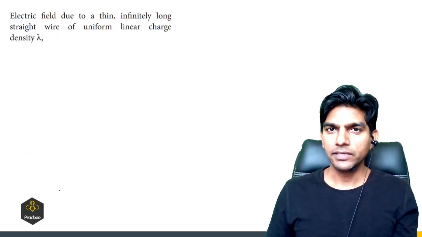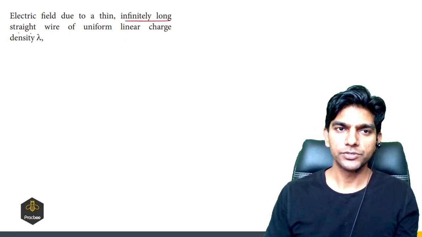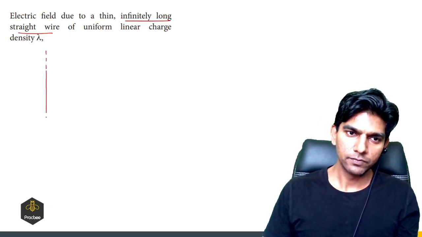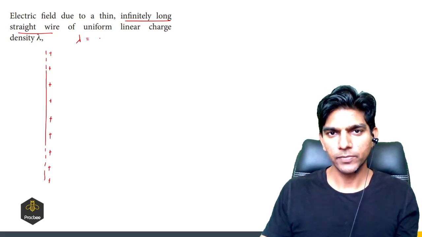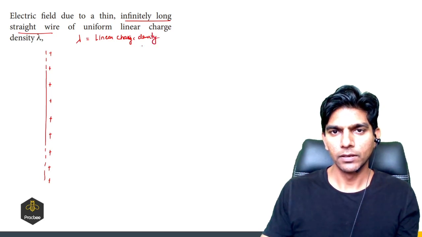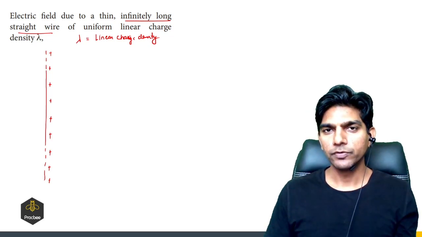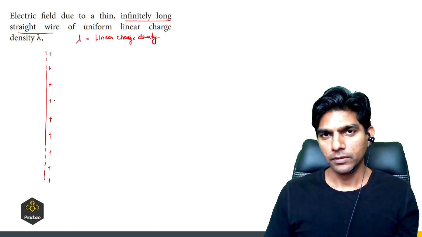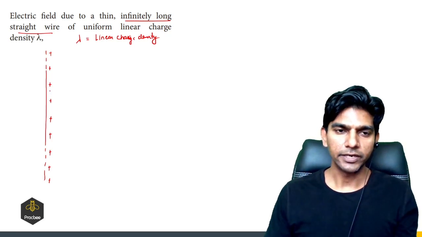Now let us see how we can find the electric field for a symmetrical charge distribution. Let us take the case of an infinitely long straight wire. We are given a long straight wire which has uniform charge distributed along its length, and here we have lambda. Lambda is the linear charge density, and its unit is coulomb per meter. If I want to find the charge on a particular length of this infinite wire, then that charge will be the linear charge density times the length of that element, right?